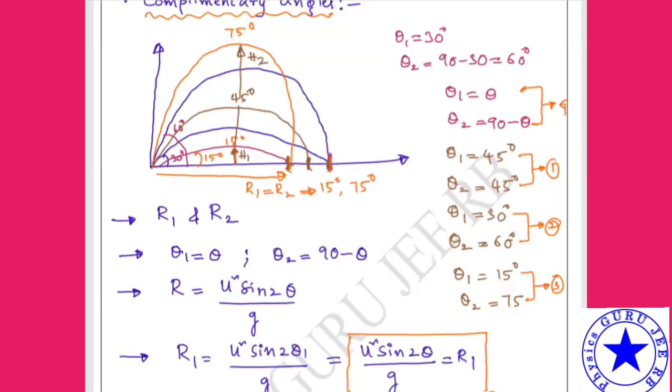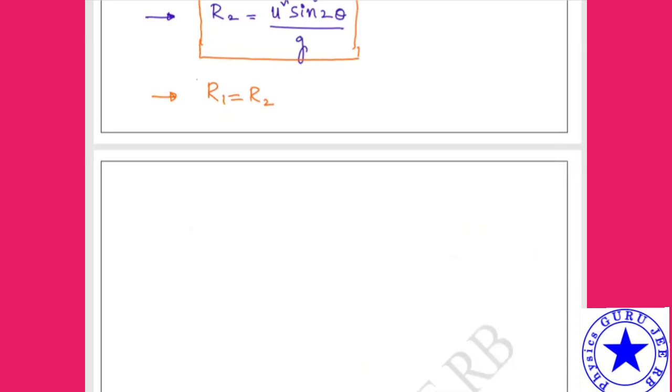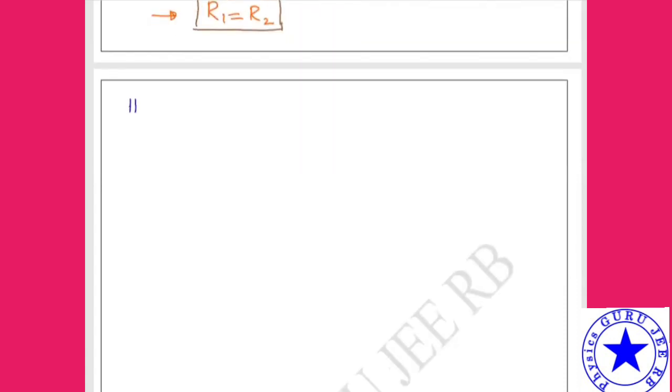Right, let us start with the heights, how the heights are related. So we got R1 equal to R2. Ranges are equal for complementary angles. Now let me proceed with heights. H1 is the maximum height for the complementary angle theta 1 equals theta, and H2 is the height for the complementary angle theta 2 equals 90 minus theta. Hope this is clear, right?